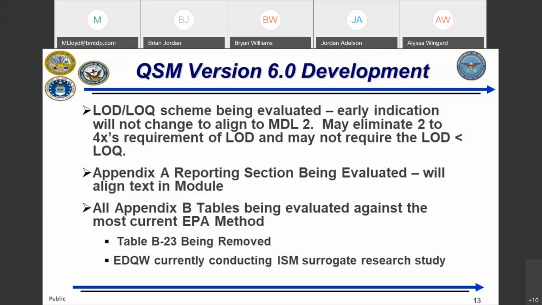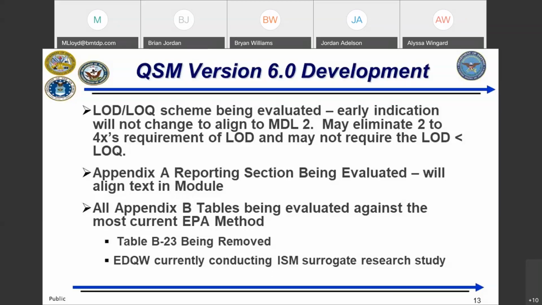Each thing aligns properly. We are reviewing all Appendix B tables against the most current EPA method, and we will align all the requirements in those Appendix B tables as well to, obviously, the most current EPA method or to what we feel is the most stringent in some cases. We are going to remove table B23, which is going to make a lot of you excited.